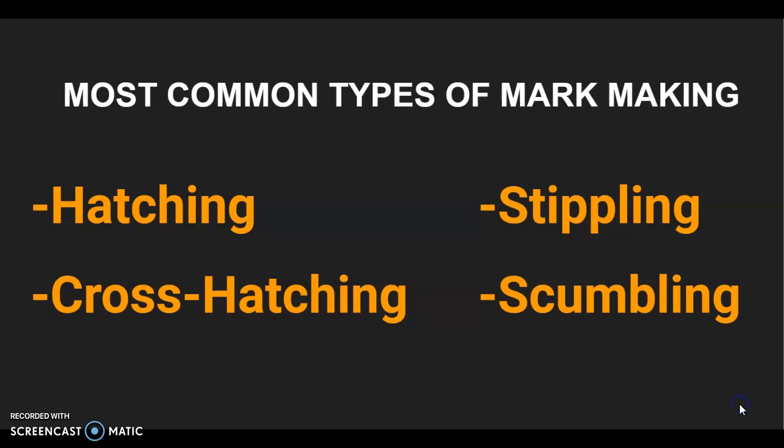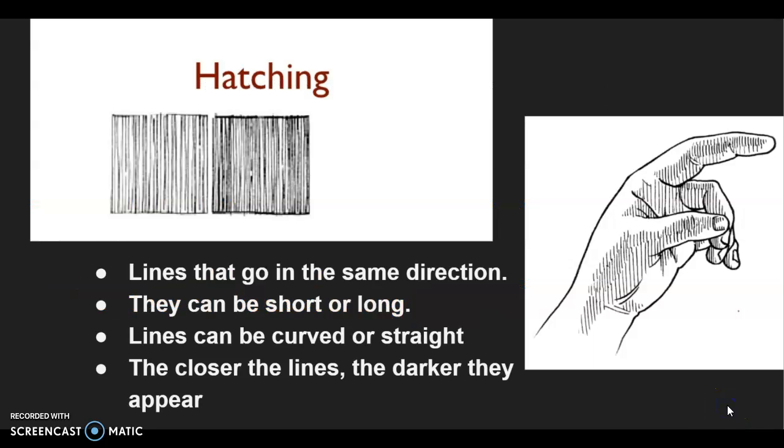Okay, for the rest of this PowerPoint, I believe, you're going to write down these 4 kinds of mark making techniques: hatching, cross-hatching, stippling, and scumbling. And what I'm going to do is just explain each of these, and you're going to write a quick definition or draw a quick image for each of those. First is hatching.